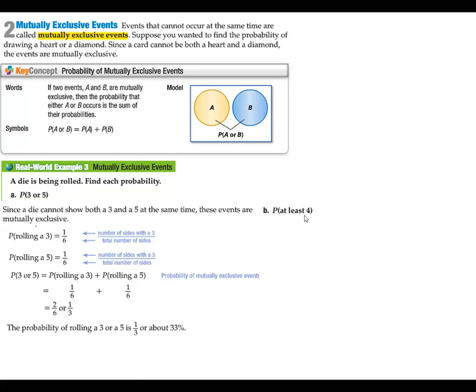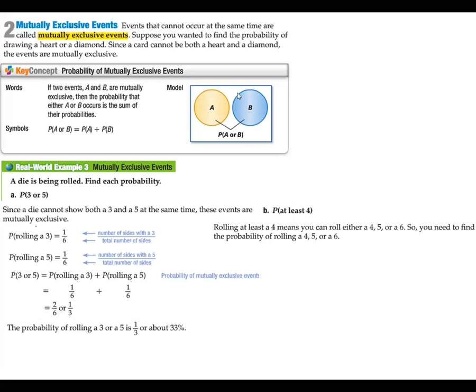Now, what's the probability of rolling at least a 4? At least a 4 means 4 or more. Okay, if you have to be at least 12 to ride the ride at the amusement park, if you're 12, you can ride it, and anybody above that. So at least 4 means 4 or 5 or 6. These are still mutually exclusive events because you can't roll a 4 and a 5, or a 5 and a 6, or a 4 and a 6 at the same time.